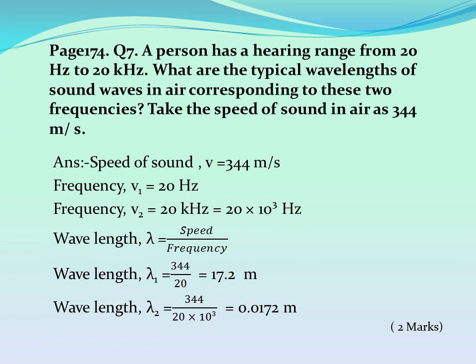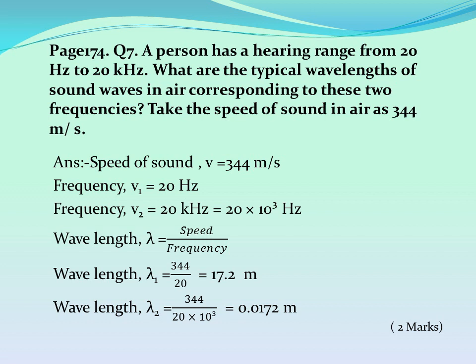Page number 174, question number 7. A person has a hearing range from 20 Hz to 20 kHz. What are the typical wavelengths of sound waves in air corresponding to these two frequencies? Take the speed of sound in air as 340 meter per second.